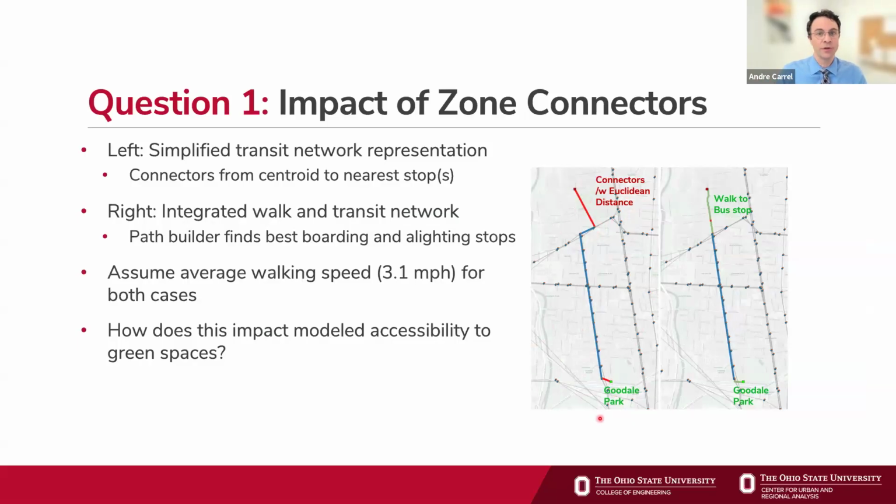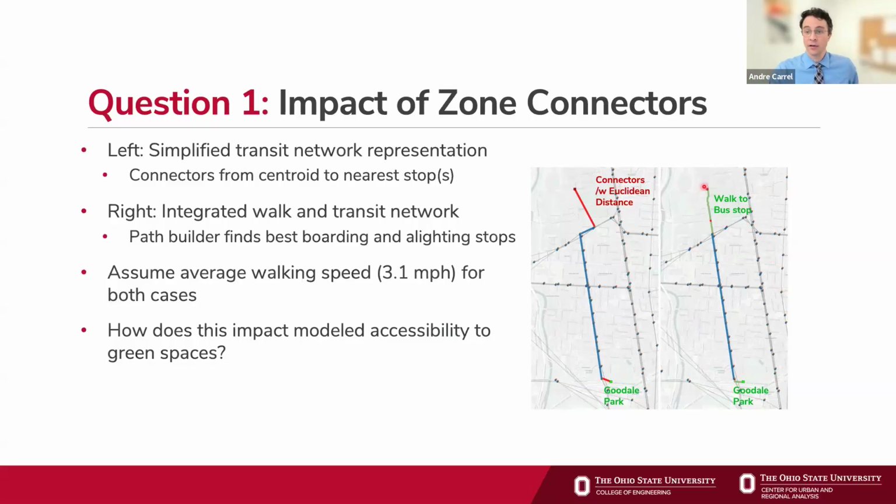On the left, we have what I would consider a simplified transit network representation that is not truly multimodal, where we simply have these connectors. So we're connecting the centroid directly to the nearest transit stop, and then we're connecting the access point to the park to the nearest transit stop there. In that sense, it's unimodal, right? All I really am modeling in terms of actual travel, so to speak, is when somebody is on the transit vehicle. On the right-hand side, we now have an integrated walk and transit network.